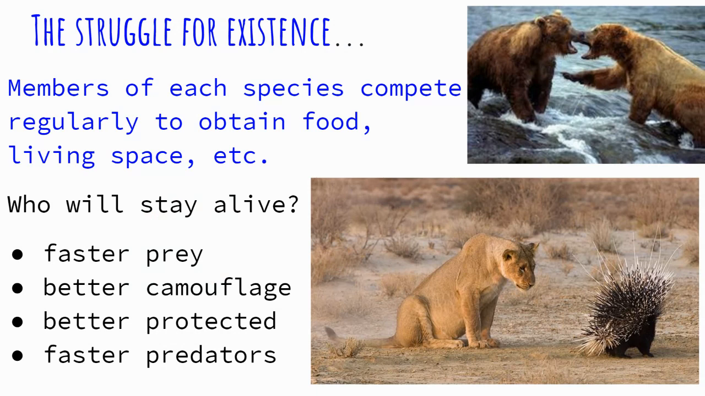The struggle to exist. Members of each species must compete. They must compete with each other. They must compete with other species to get food, living space, mates, etc. Who's going to stay alive? Well, the ones who are most fit, the ones who, if they're prey, are faster to get away from their predators, the ones that have better camouflage, the ones that have better defenses, or if they're a predator, the ones who are faster. So in this picture, the bears are fighting, they're struggling to get salmon, and only the best bear is probably going to get salmon.